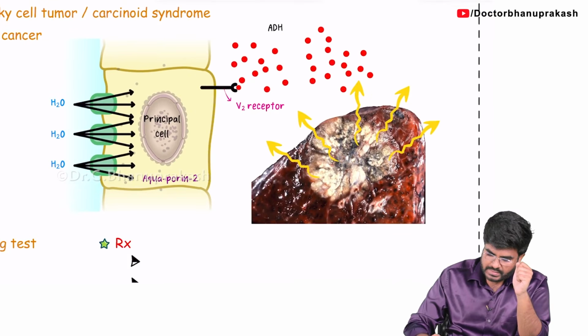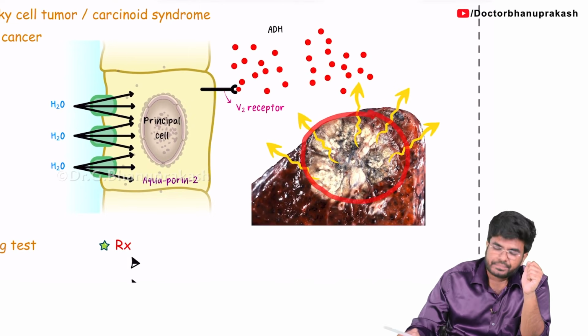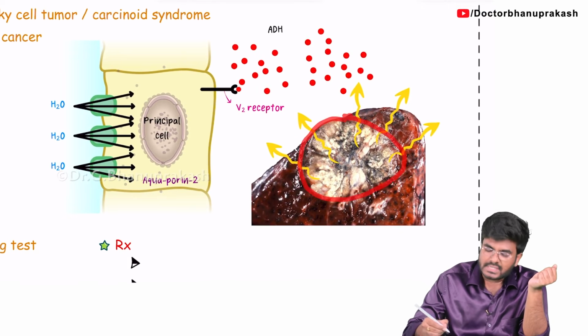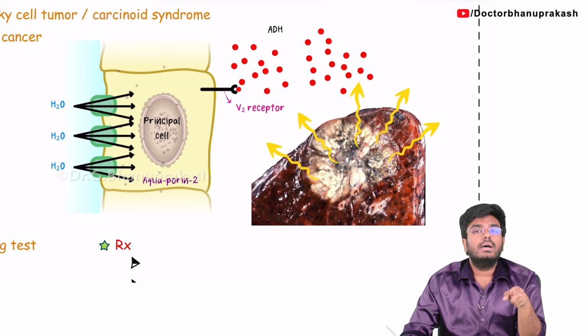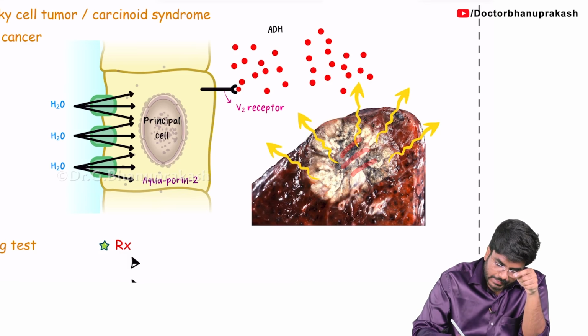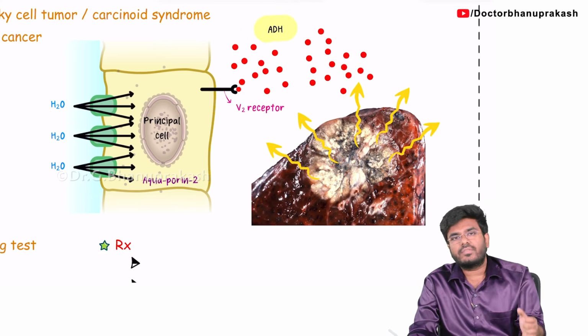Why is there more antidiuretic hormone? It is because of a cancer. Let's say this person is having a cancer. Which cancer? Lung cancer. Now, this lung cancer called small cell carcinoma of the lung or oat cell carcinoma of the lung. So, this lung cancer unnecessarily is producing lots of antidiuretic hormone. Lots and lots of antidiuretic hormone.